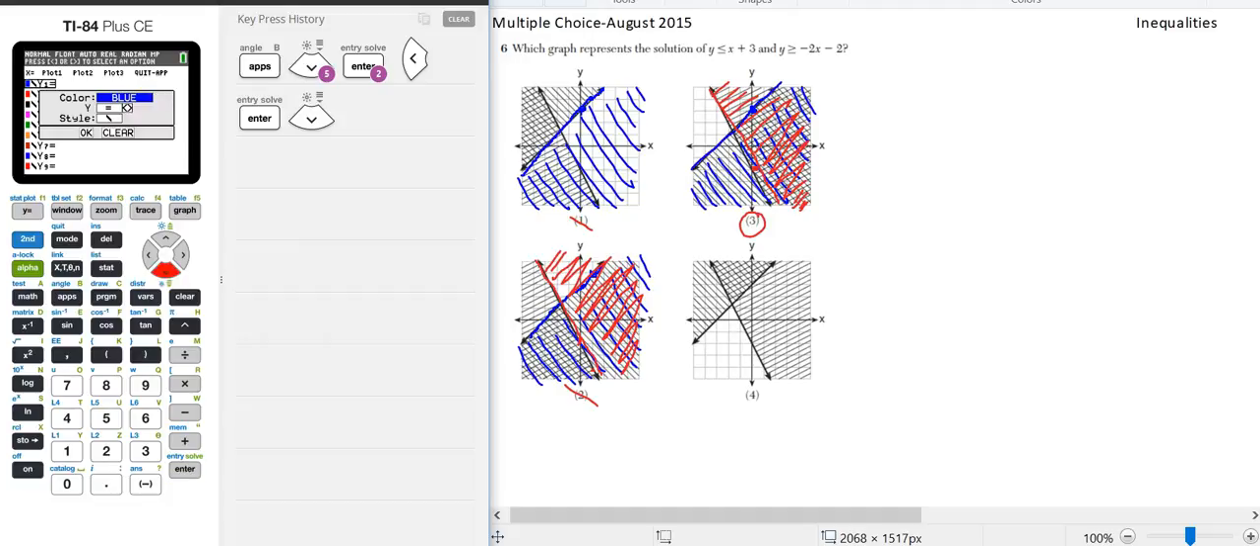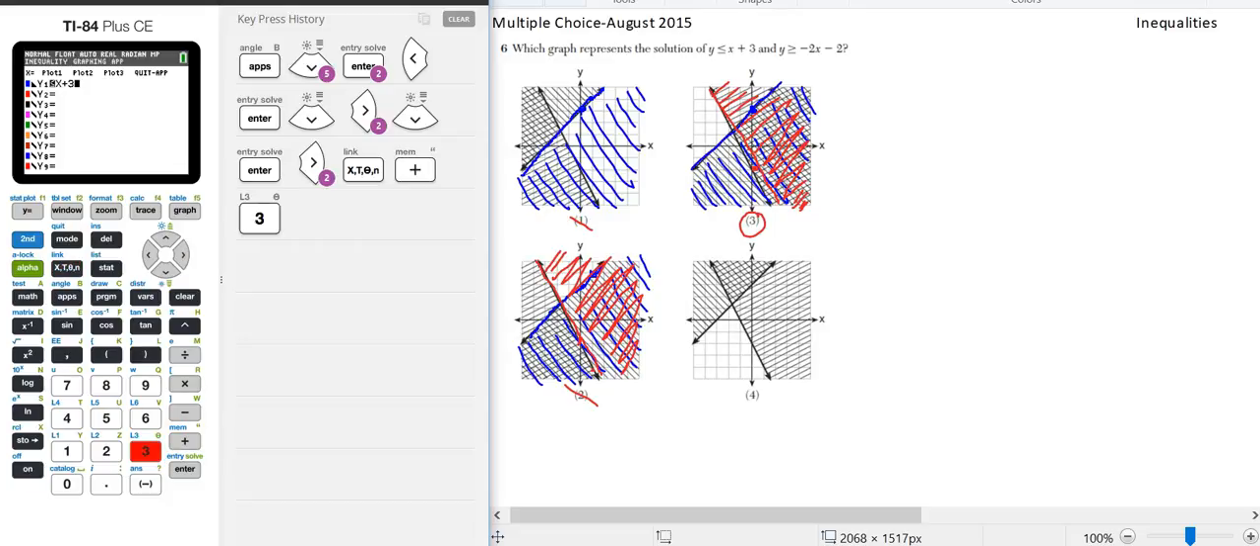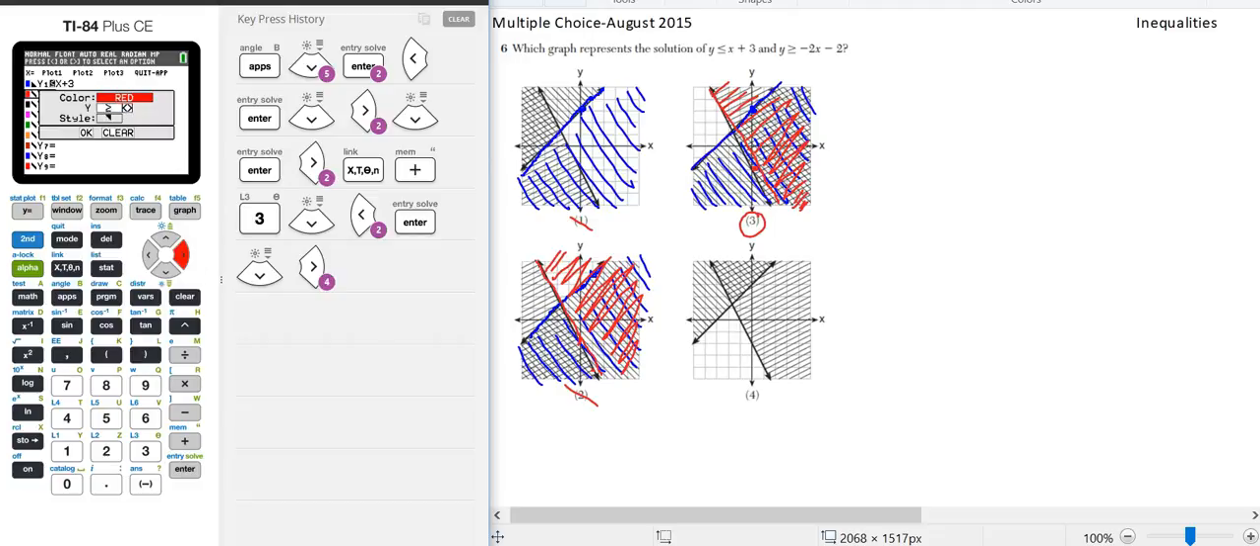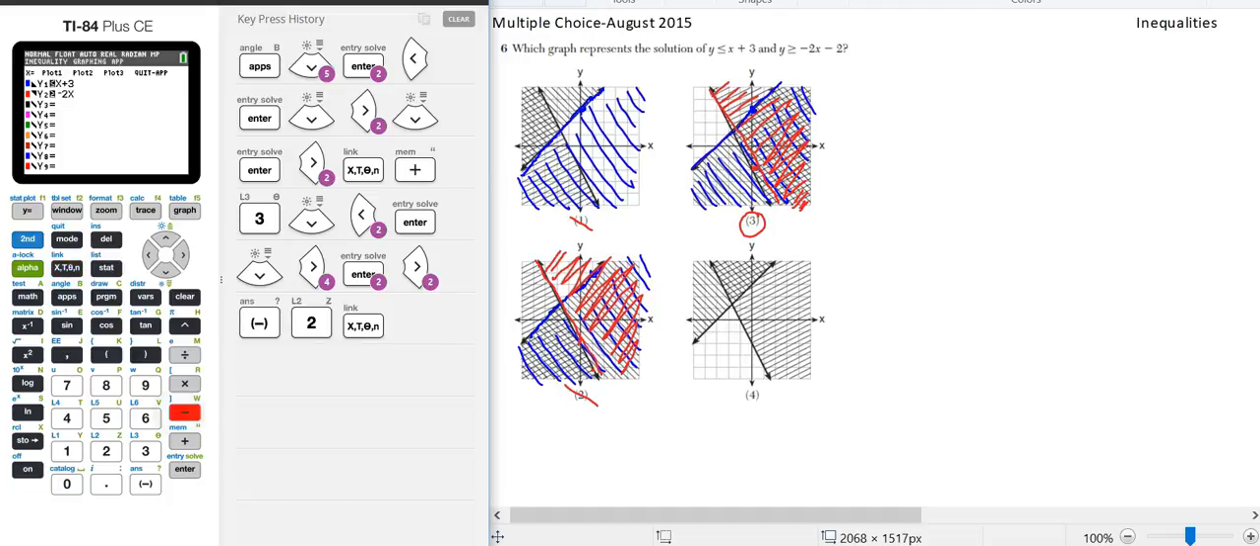And notice that you now have the ability to change y is equal to y is greater than, y is greater than or equal to, y is less than or equal to. So let's do that. We're going to change this to y is less than or equal to. And click OK. Now instead of having y is equal to, we have y is less than or equal to. And we're going to type in x plus 3. And then for the other inequality, we have y is greater than or equal to. So we're going to scroll over the y equals again. Press Enter, and we're going to scroll over to y is greater than or equal to. Press Enter. Press OK. Now we have y is greater than or equal to negative 2x minus 2.